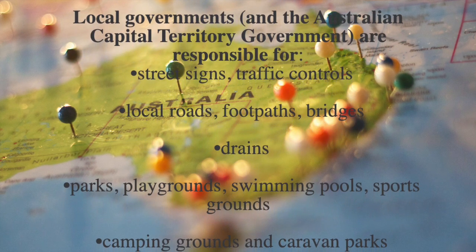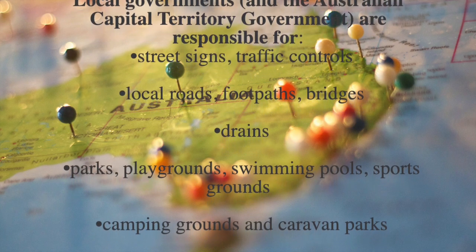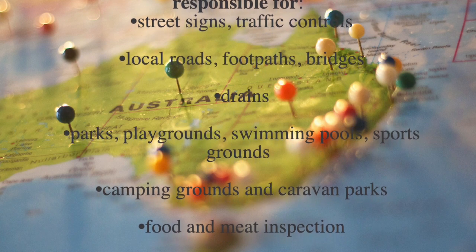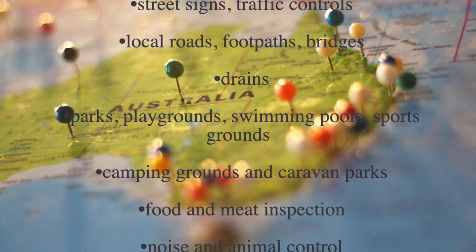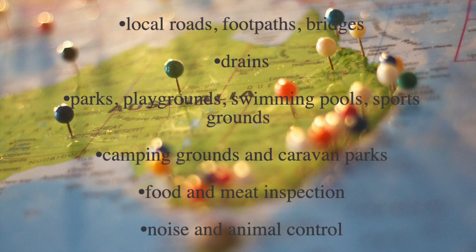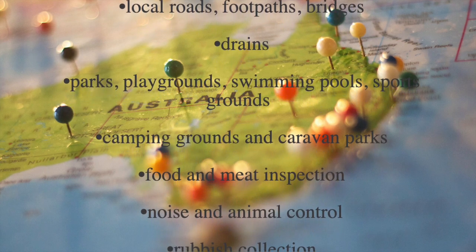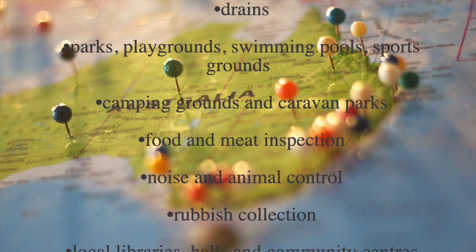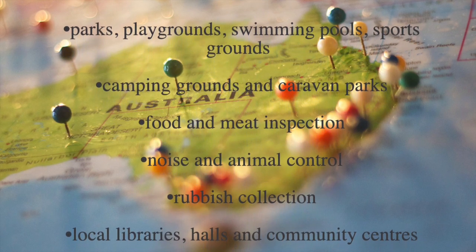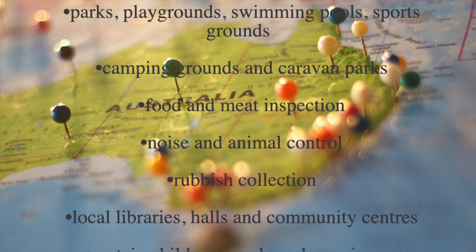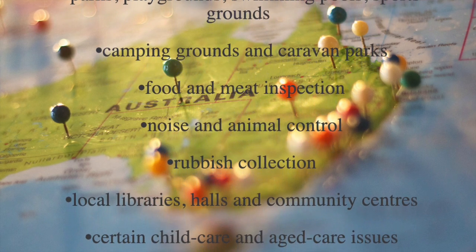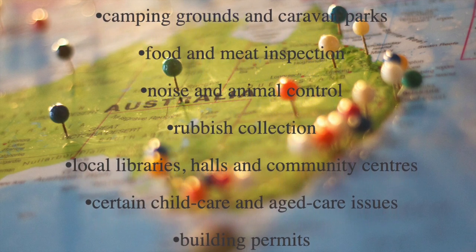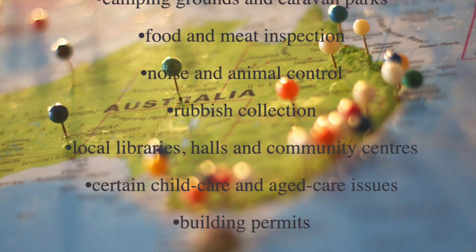For example, I can tell you, Victoria Police, PTV, that is Public Transport Victoria, and the Victoria Education Department, those are all state, they belong to state governments. So like that, and now we'll see what local government is responsible for and what they are in charge of.